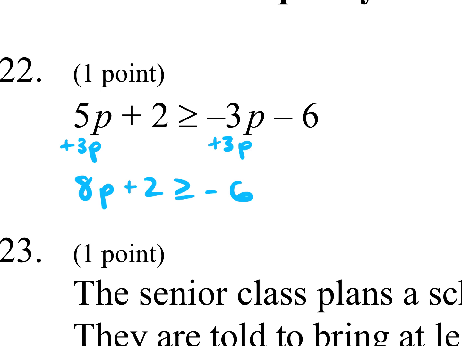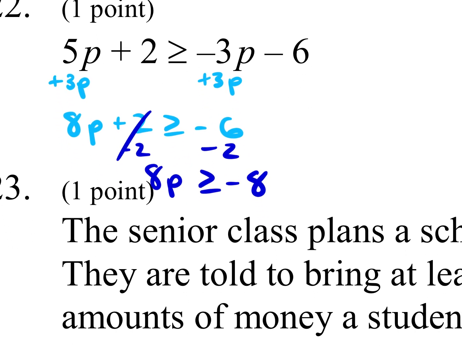Now we want to move our numbers to the other side. So subtract 2. So 8p is greater than or equal to negative 8. And then what would I do? Divide both sides by 8. So p is greater than or equal to negative 1.